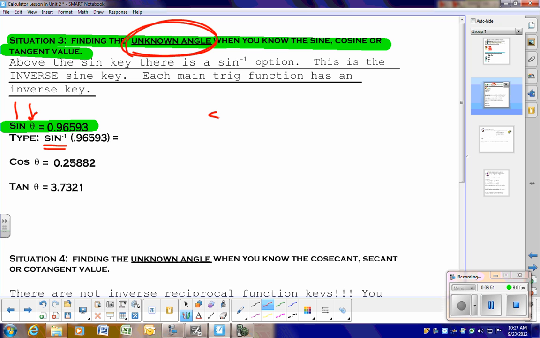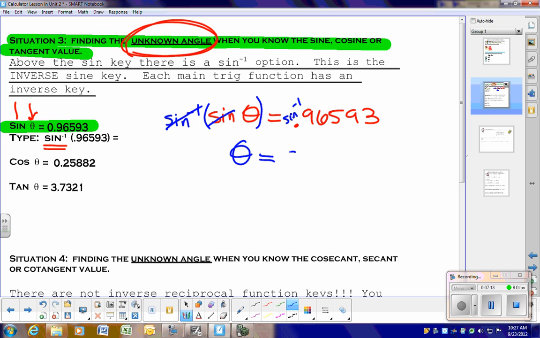What you're doing algebraically, I think this is important for you to know, is you're taking this equation and you're taking the inverse sine on the left and you're taking the inverse sine on the right of the equation so that inverse sine and sine cancel each other out. So you just get theta is whatever the inverse sine of this number is equal to.